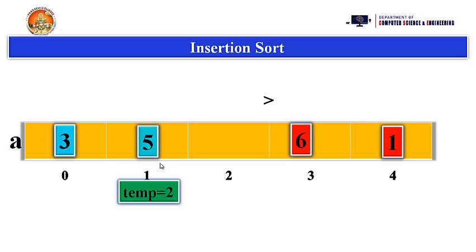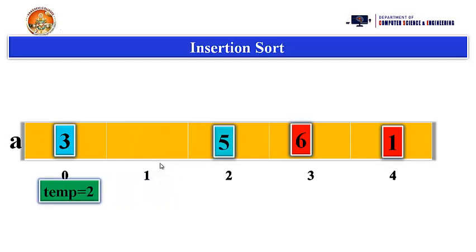Now suppose you compare the temporary variable with the first index position. What is the relation between these two? 5 is greater. Again we need to swap the values, so in the second index position we shift the 5 value. Now again we compare the temporary variable with the previous index position value. What is the 0th index position value here? 3. What is the relationship between these two? Again 3 is greater, so again we need to swap the values. Store the 3 in the first index position and store the temporary variable in the 0th index position. Like this we need to sort the elements.